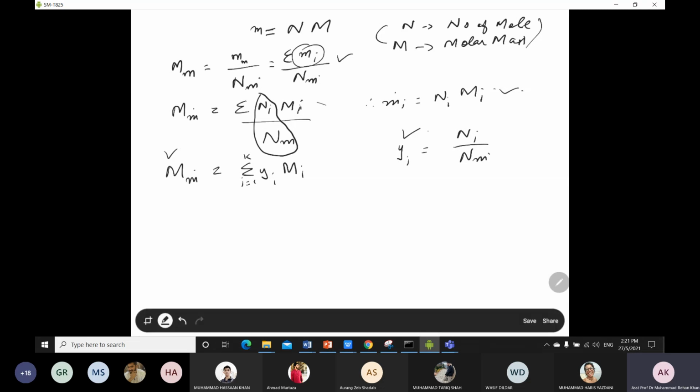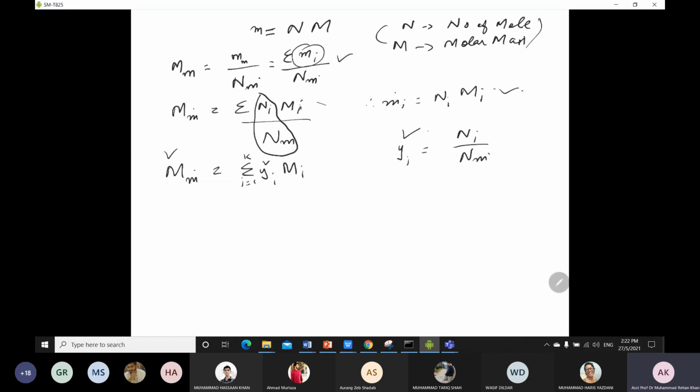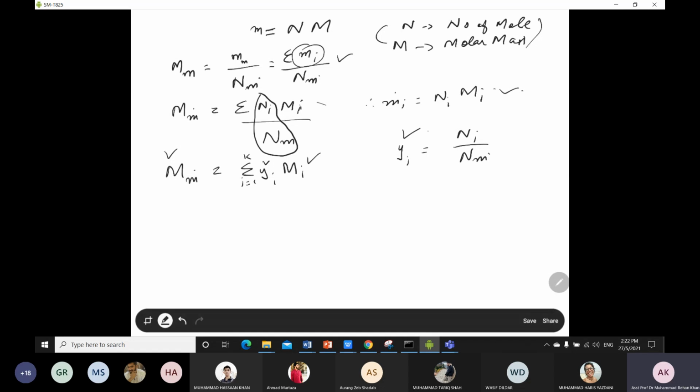For the mixture molar mass, we sometimes say that it is the average molar mass, or we also say it is the apparent molar mass of the mixture. So if in the question it is mentioned that you have to find the average molar mass, it means that we have to find the molar mass of the mixture. For this you need the mole fraction of the individual component and the molar mass of the individual component, so you can easily find the molar mass of the mixture.